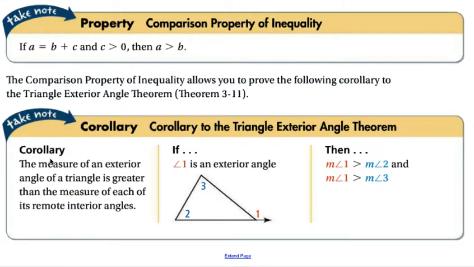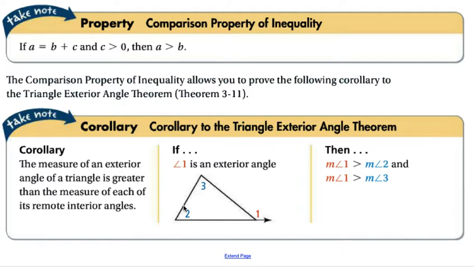So from that same property, we can get this corollary to our triangle exterior angle theorem. Now remember, an exterior angle is an angle outside of a triangle that is formed by extending one of the sides. So in this example, angle 1 is an exterior angle. And then a little review, angles 2 and 3 inside the triangle are called our remote interior angles. So 1 is an exterior angle, 2 and 3 are remote interior angles. And the relationship, just to review, that exists between these three angles is that angle 1 is equal to the sum of angles 2 and 3.